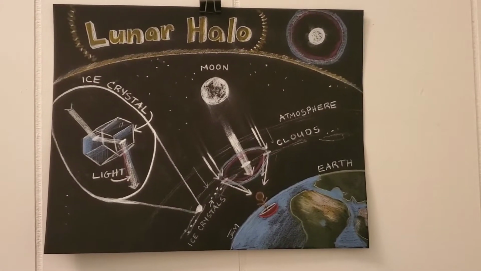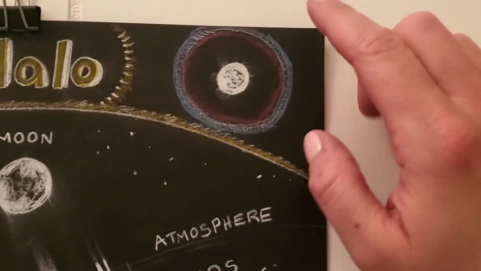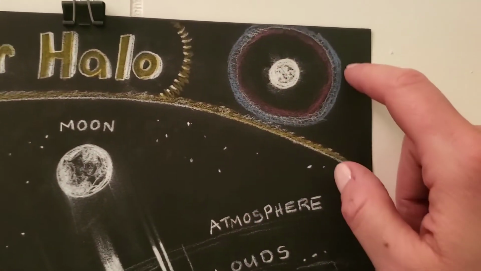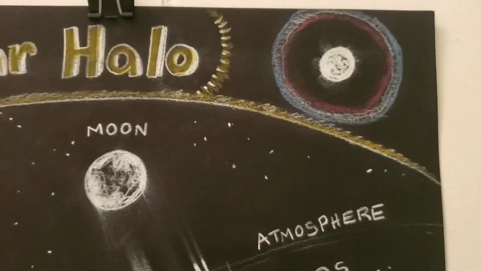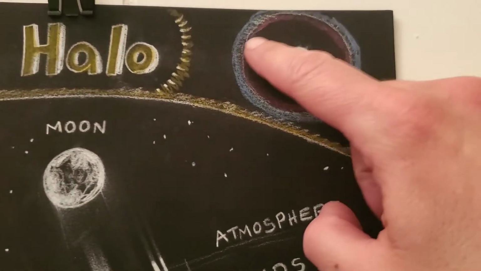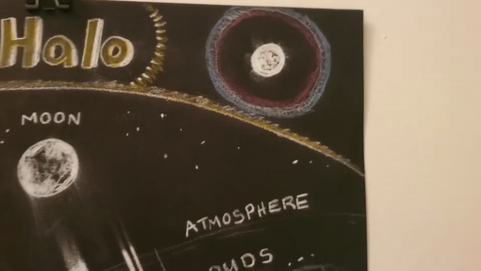I saw one the other evening and they're just so cool. Sometimes at night, when you're looking at the moon, you'll notice this ring of light around it. Now, I drew this pretty colorful, but normally it's mostly white light, but sometimes you see a bit of red on the inside and a bit of blue on the outside, and I'll tell you about why that is.